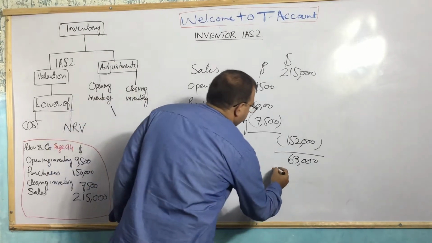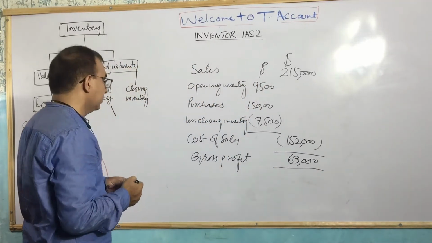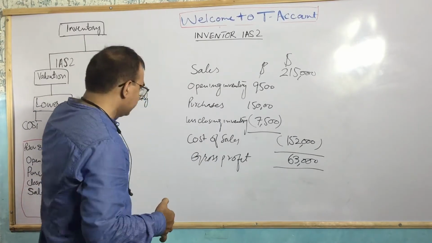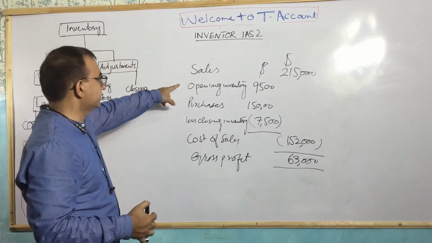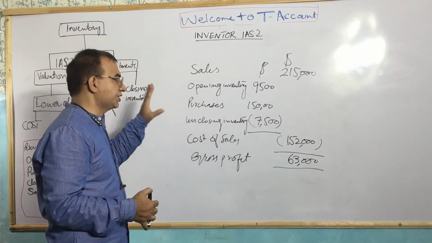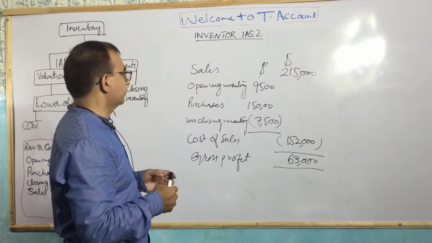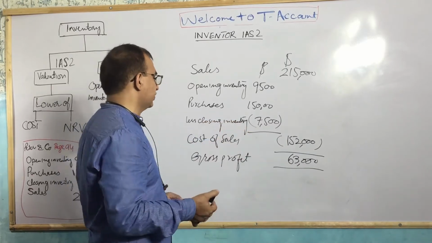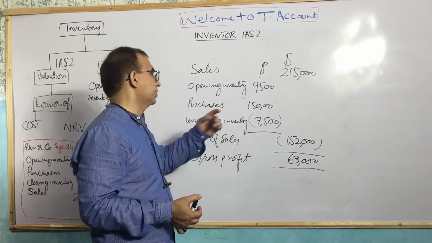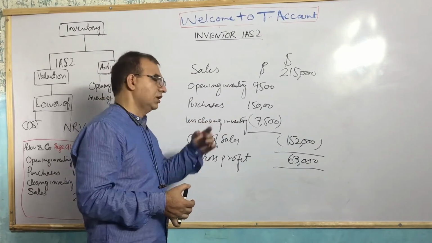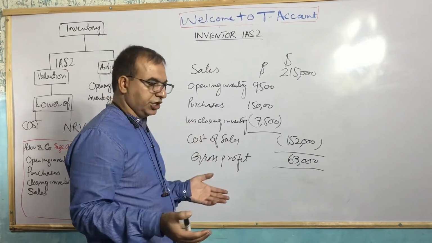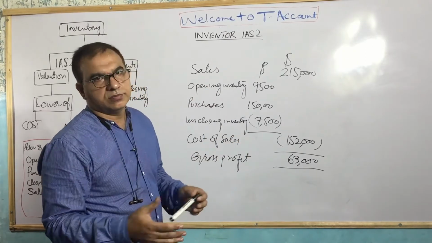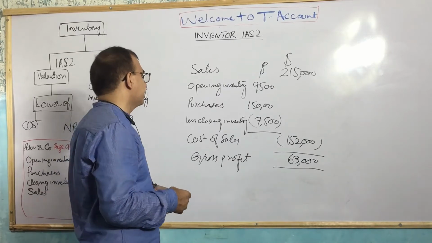So that's your gross profit, how we calculate gross profit. But basically we are concerned with inventory because that's our topic. Opening and closing adjustments are a key part of cost of sales, and risky as well, because if you overstate closing inventory, you get more gross profit, more bonus. So it's a bit risky area.